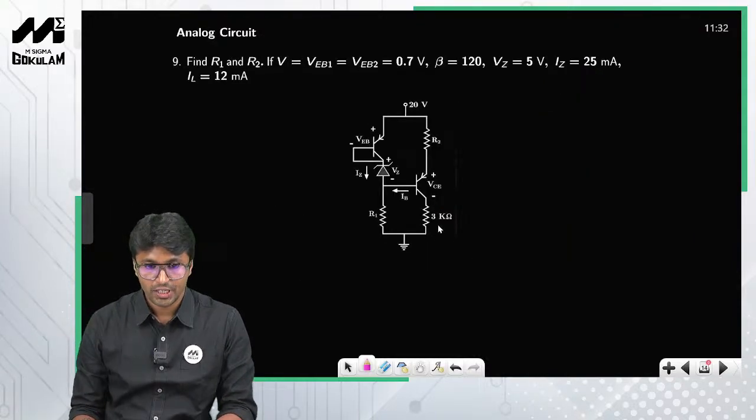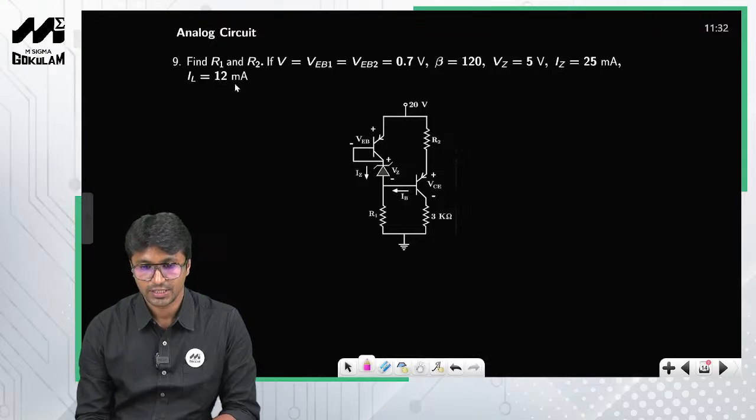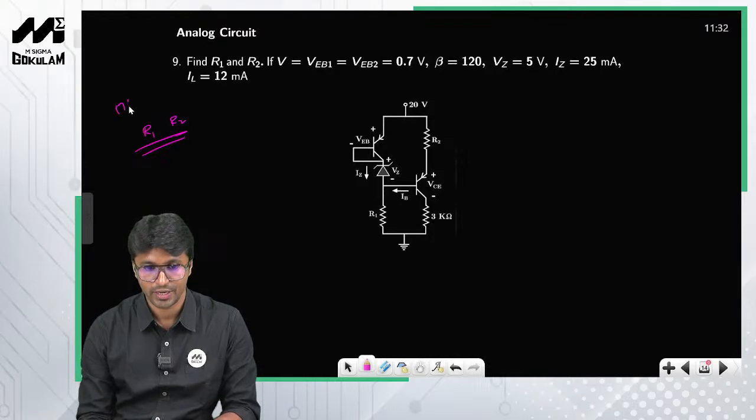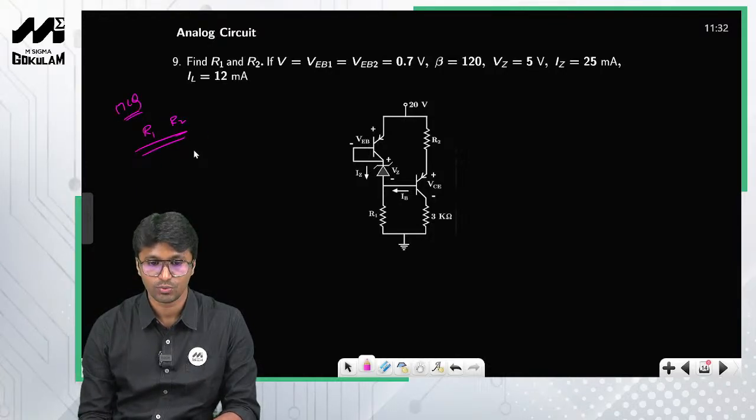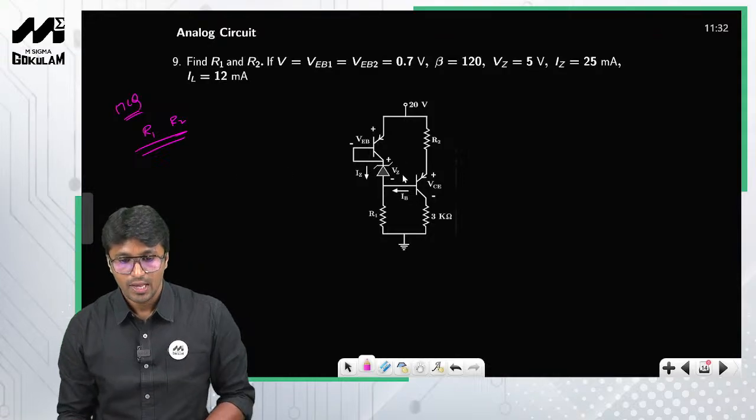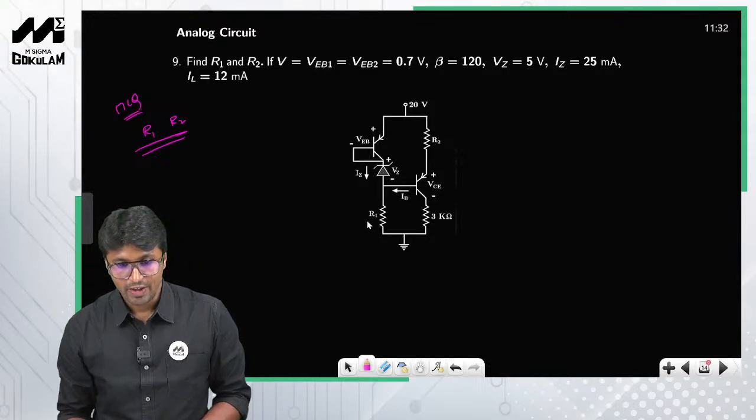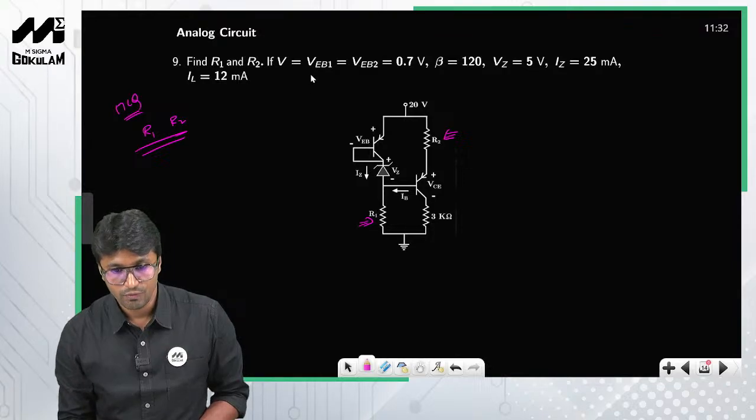Look at this particular problem. You are asked to find the value of R1 and R2. We assume this is an MCQ and the values of R1 and R2 are given in the options. So how do you calculate the value of R1 and R2? What is the information given to you?